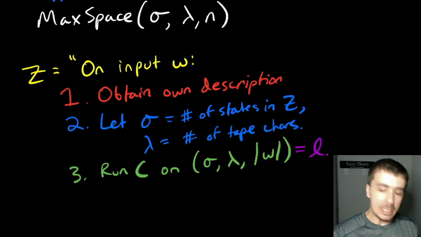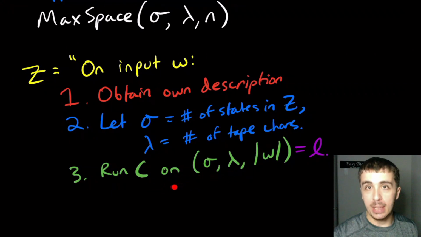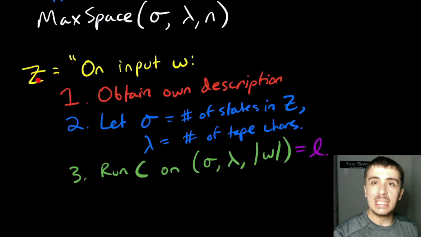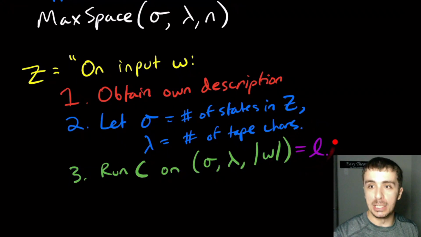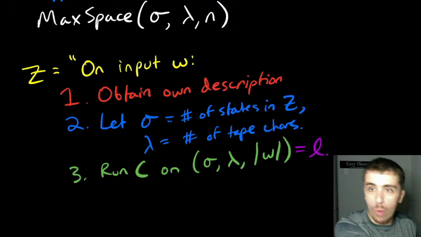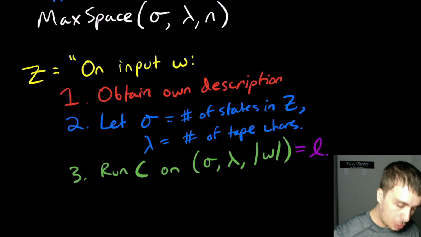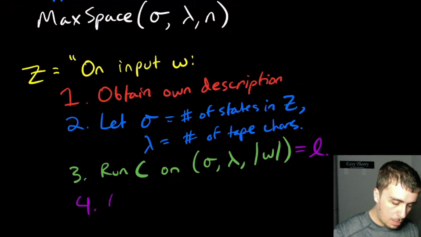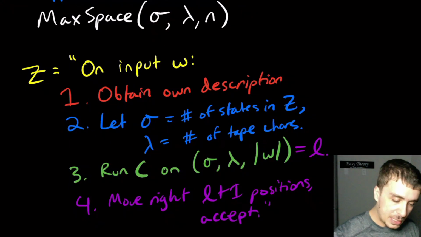Now what we need to do to get a contradiction is to ensure that Z, which is one of these Turing machines in this calculation, actually does more work in terms of more tape cells than this number. And a really easy way of doing that is to move right L+1 positions and then stop. So the fourth step here is to move right L+1 positions and then accept. And this is the contradiction.